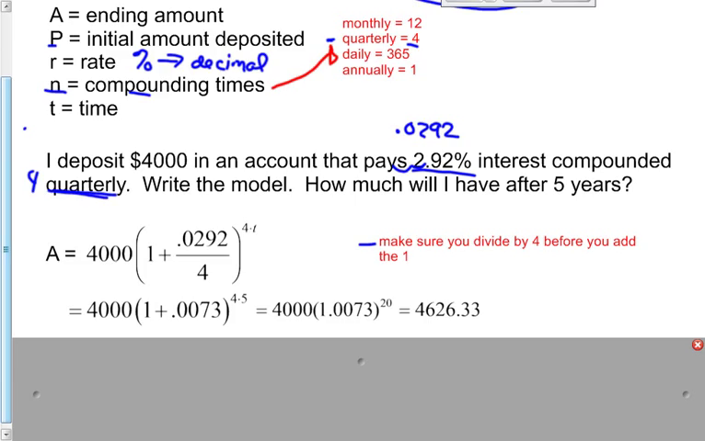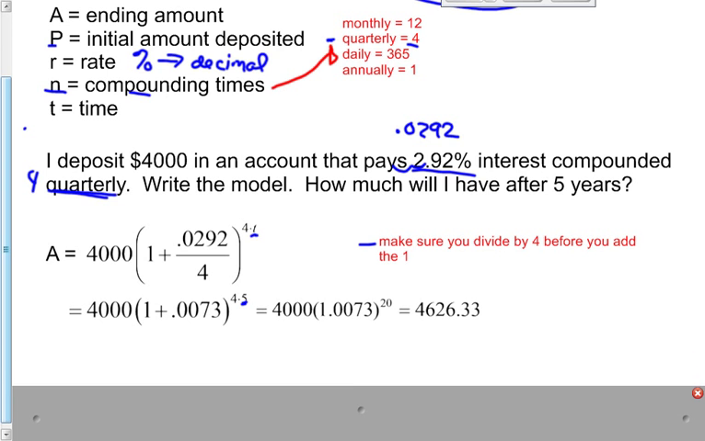And then they're asking us how much will I have after 5 years. So then I can put in my 5 in place of t, 20. And then you can just punch it in your calculator. And it will be $4,626.33. Again, don't round your money. If that said .337, banks are never going to give you the benefit of the extra penny. So always round your money down, don't round up. I believe that was it.